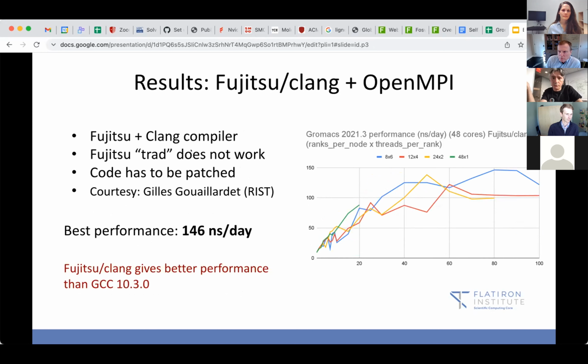Luckily, I found a user, Gilles Goyardet, who works at RIST in Japan, and he works on Fugaku, and he kindly shared the modifications he had made to the code with me. So I was able to actually run. And here we can see that under the same condition, the performance is actually 146 nanoseconds a day, which means about 50% improvement going from GCC to the Fujitsu compiler, which is pretty worth it.